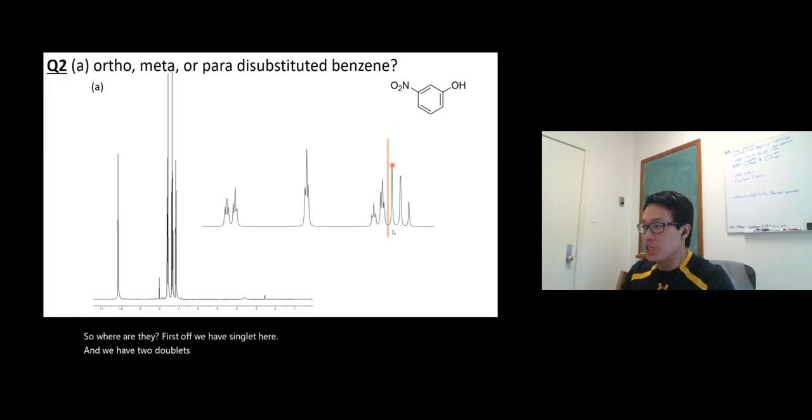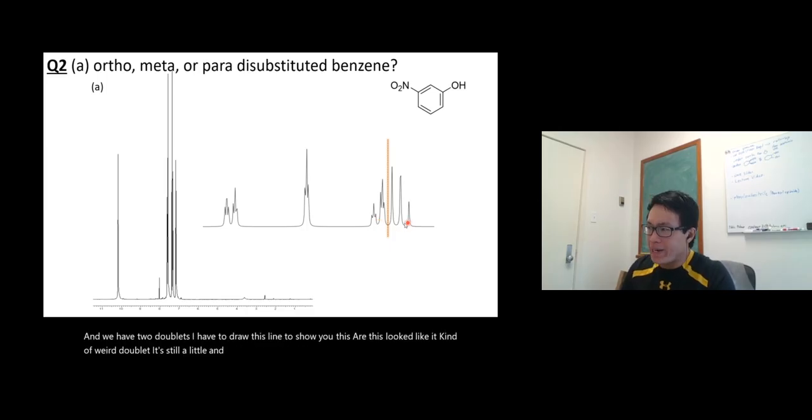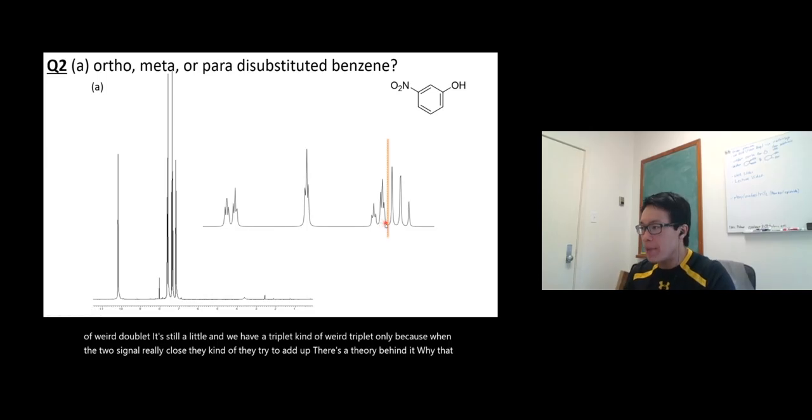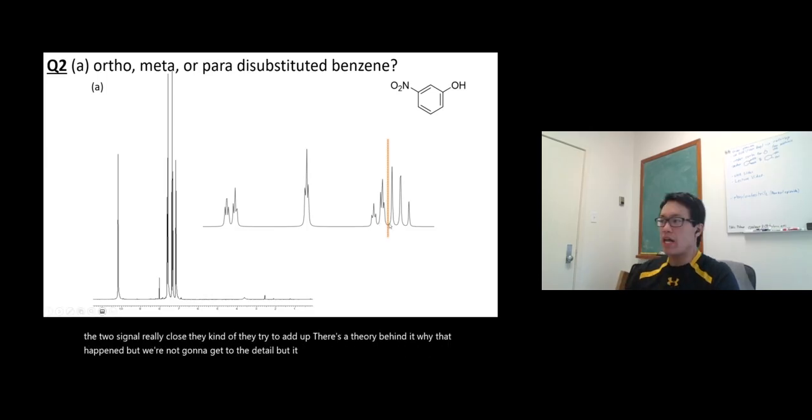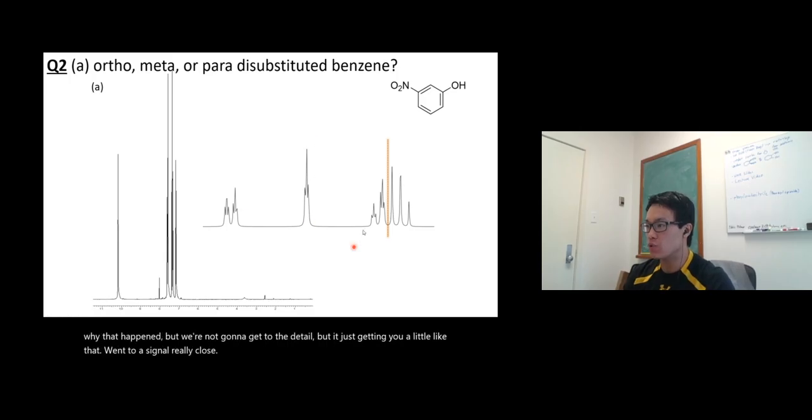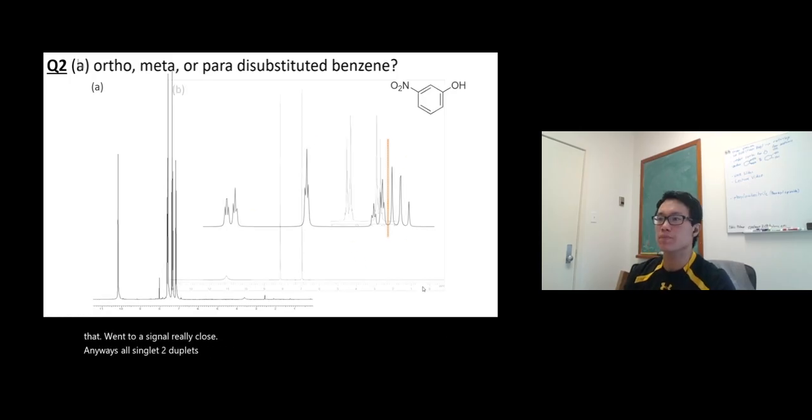I have to draw this line to show you. This looks like a kind of weird doublet. It's skewed a little, and we have a triplet, a kind of weird triplet. Only because when the 2 signals are really close, they kind of try to add up. Yep, there's a theory behind why that happens, but we're not going to get into the detail. It's just getting skewed a little like that when two signals are really close. Anyway, so singlet, two doublets, and one triplet.